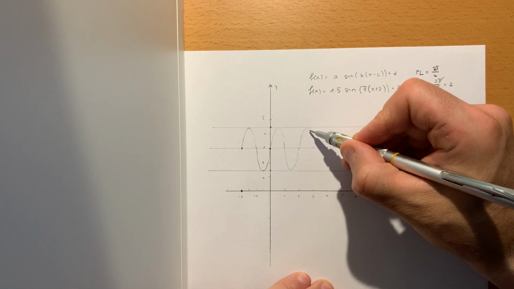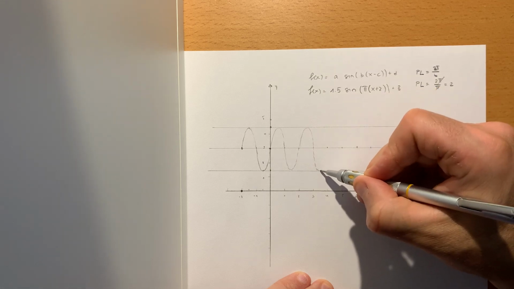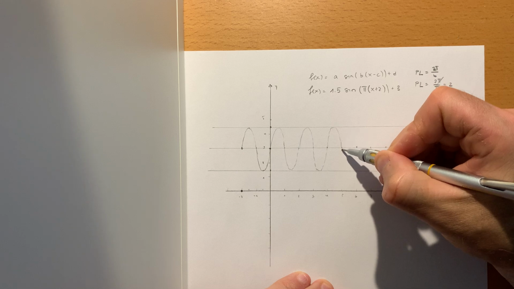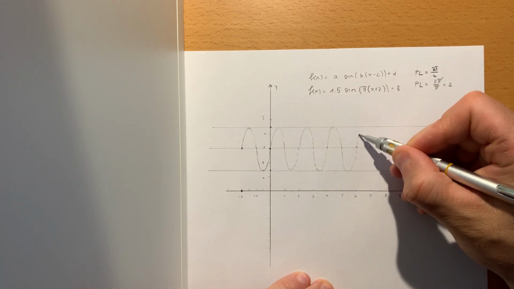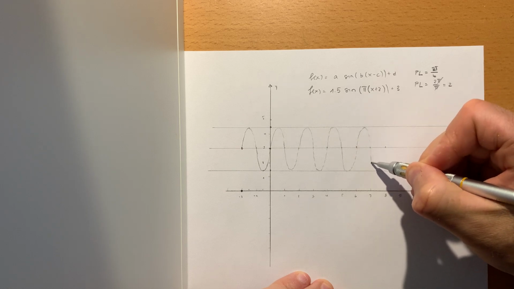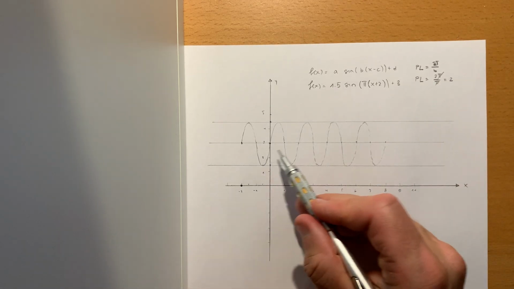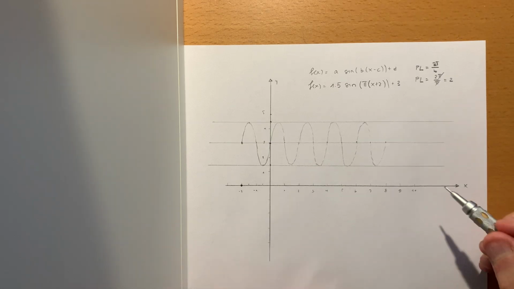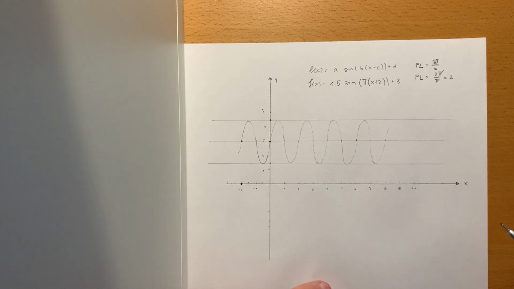As I said, it's far from perfect, but it doesn't have to be perfect. It's just something that helps us think. Here we go. And now we've drawn 1, 2, 3, 4, 5 period lengths of this function, and obviously it would go on here and here.